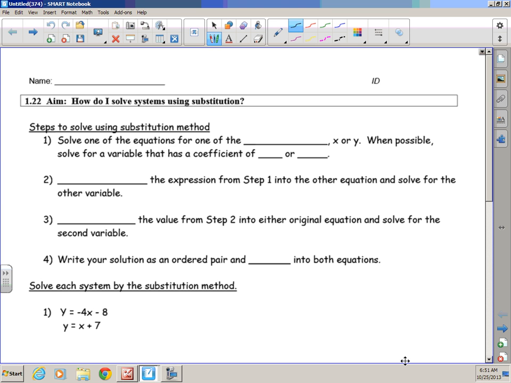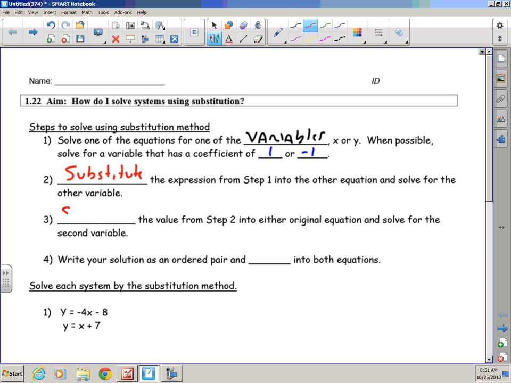Step one is we're going to solve one of the equations for one of the variables, x or y. It could be a, b, c, or d, but let's just stick with x or y. When possible, solve for a variable that has a coefficient of 1 or -1. Step two is we're going to substitute, hence the term substitution, the expression from step one into the other equation and solve for the other variable.